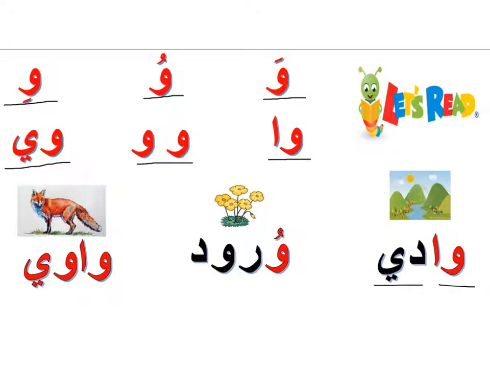Wadi. And wadi means the valley that is between the mountains. Rude. It means roses. Wawi. So this animal, we call it wawi in Arabic. Now can you take a few seconds and try to practice to read by yourself? Well done.